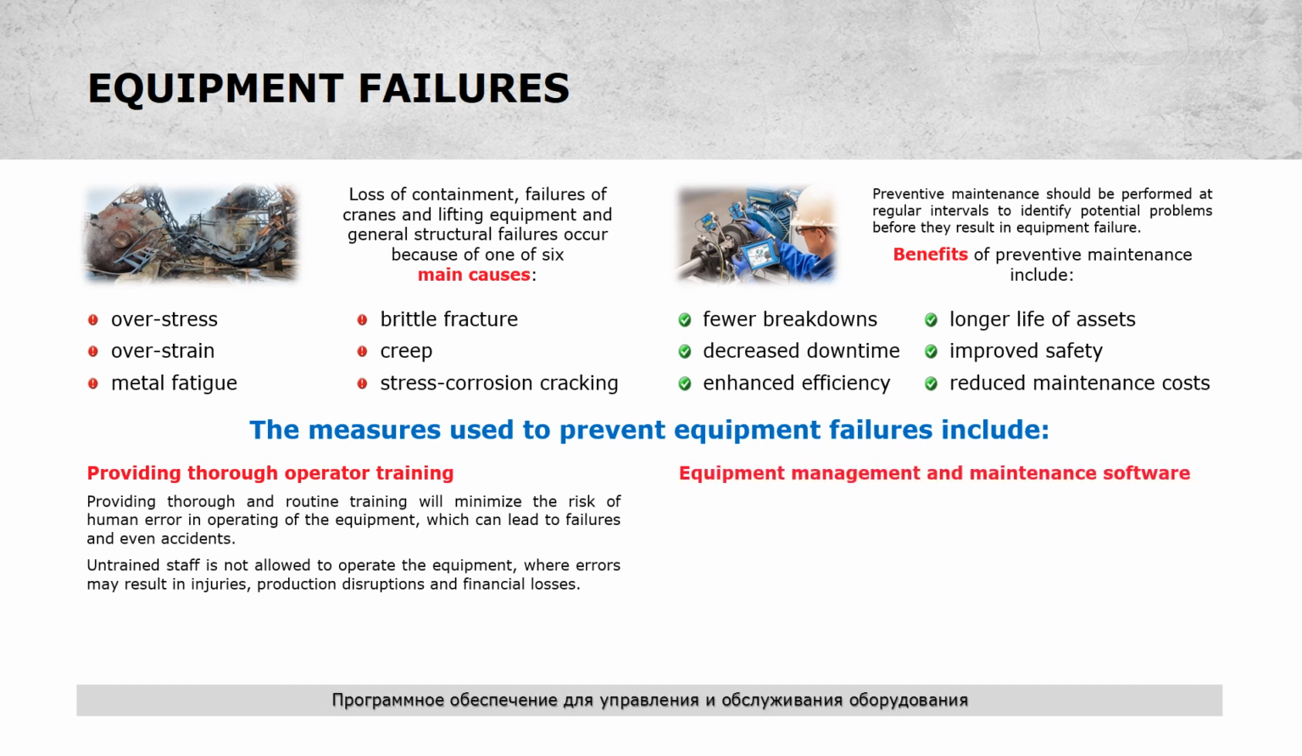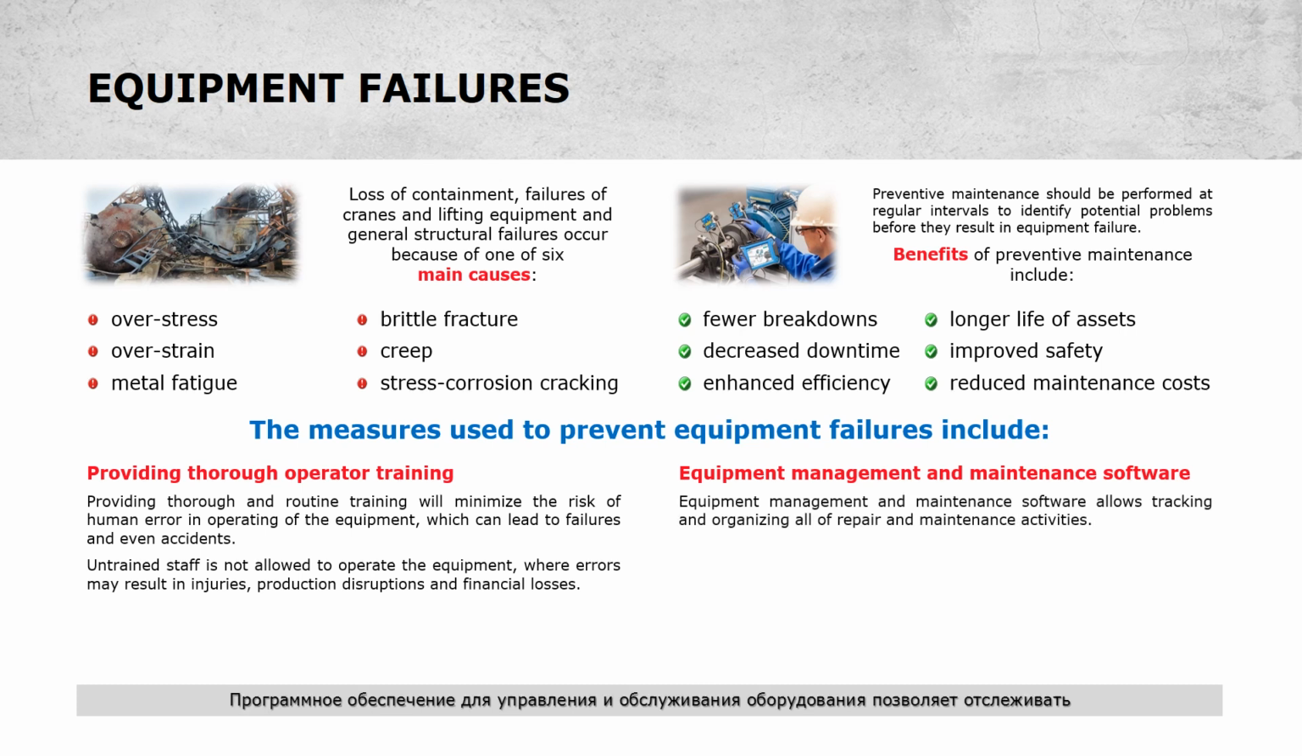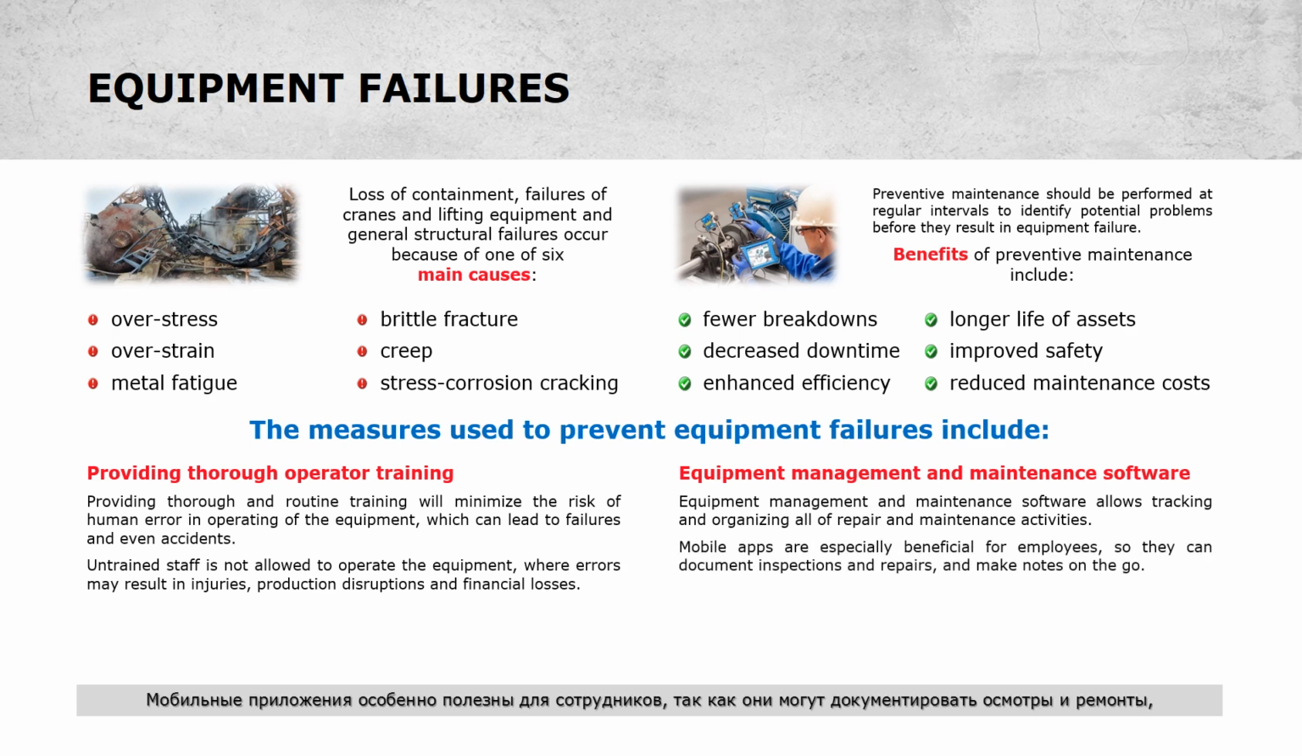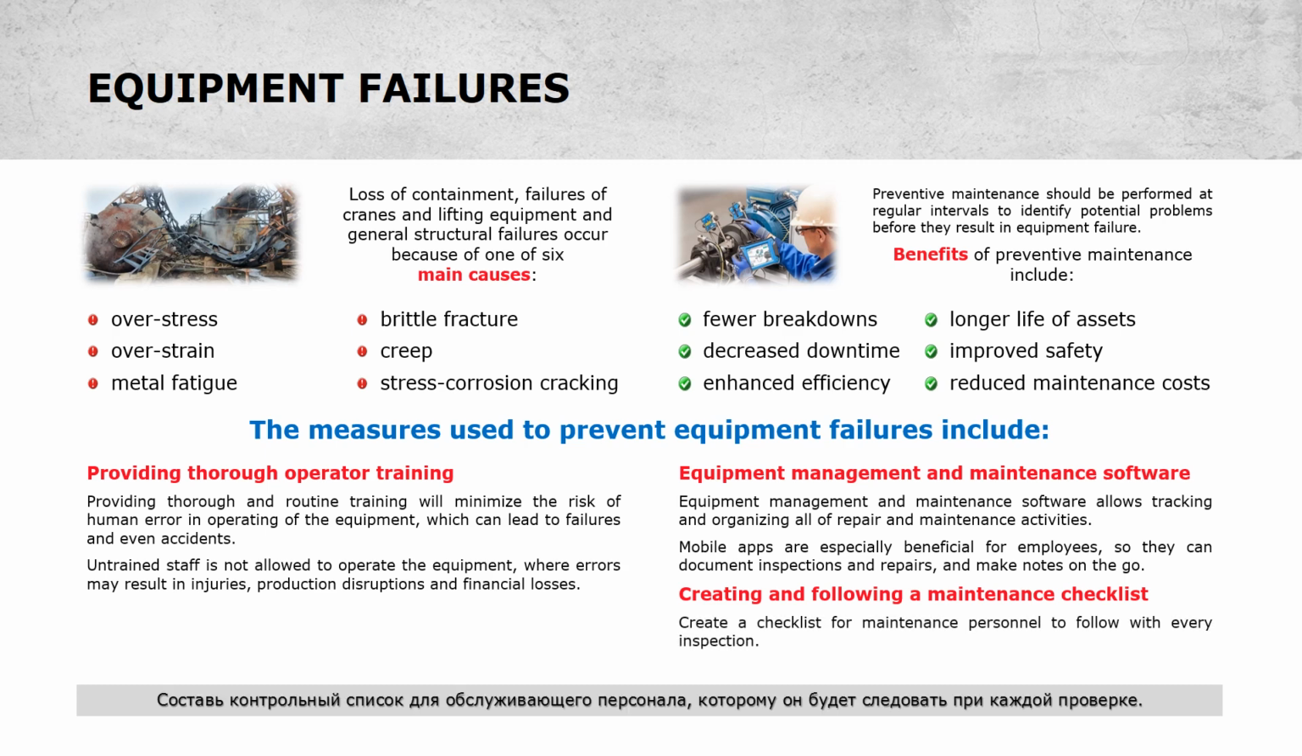Equipment management and maintenance software. Equipment management and maintenance software allows tracking and organizing all of repair and maintenance activities. Mobile apps are especially beneficial for employees, so they can document inspections and repairs, and make notes on the go. Creating and following a maintenance checklist. Create a checklist for maintenance personnel to follow with every inspection.